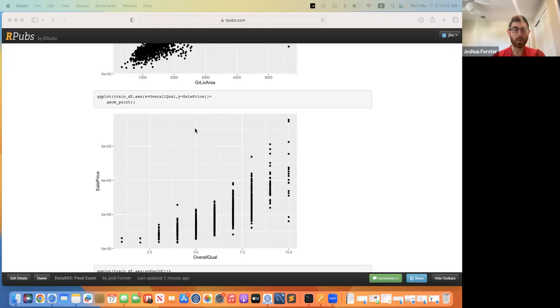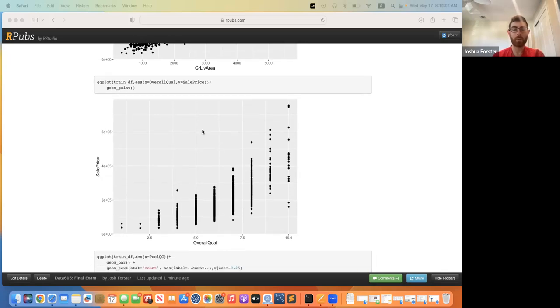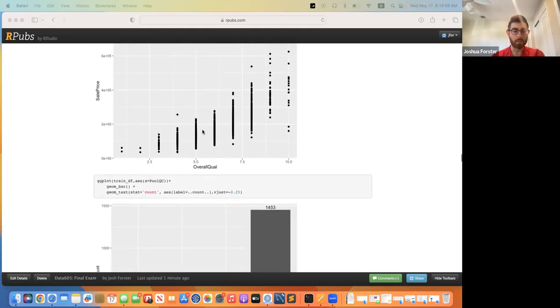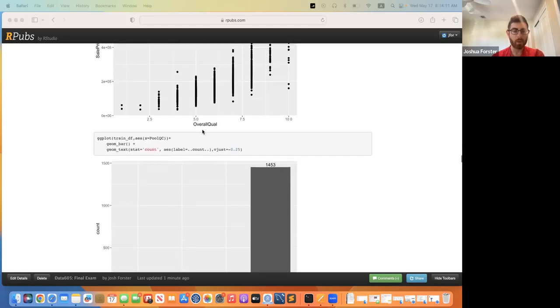We looked at overall quality, which I think was a discrete variable, but it was already configured, and I thought it might be a good metric. And there is a linear relationship here between that and sales price. So ultimately it was included in the model.